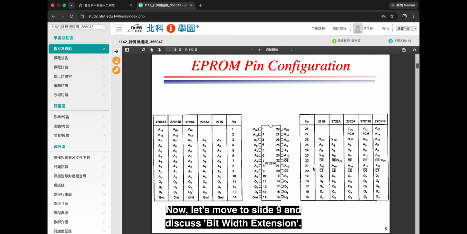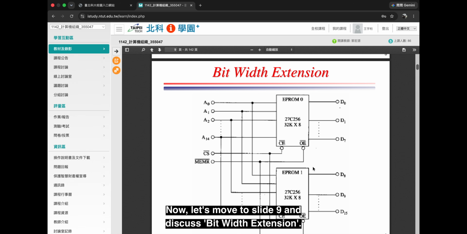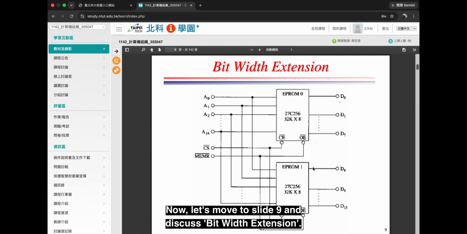Now, let's move on to slide 9 and discuss the bit width expansion. Imagine our CPU has a 16-bit data bus, but our available memory chip, like the 27C256, is organized as 32K by 8 bits. A single chip can only output 8 bits at a time. To solve this, we connect two chips in parallel.